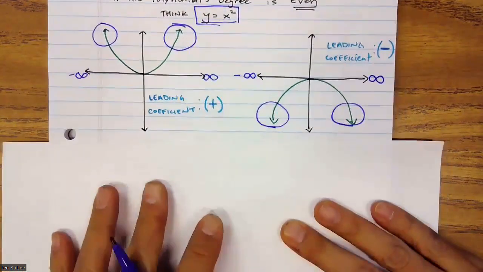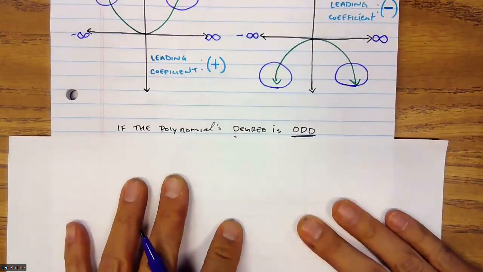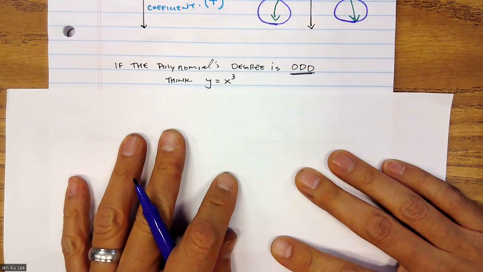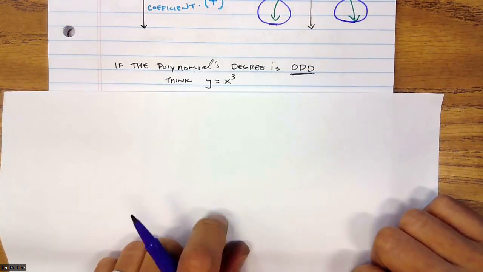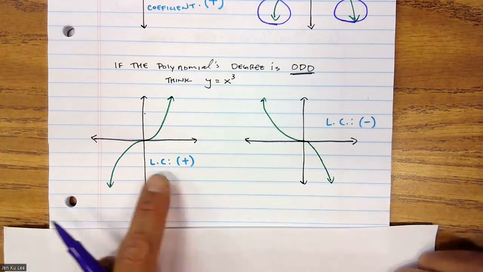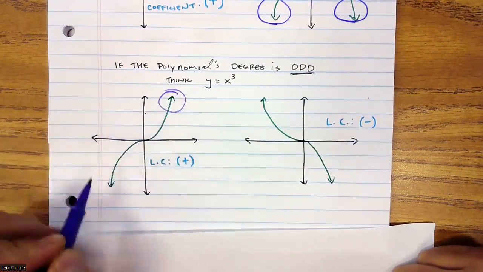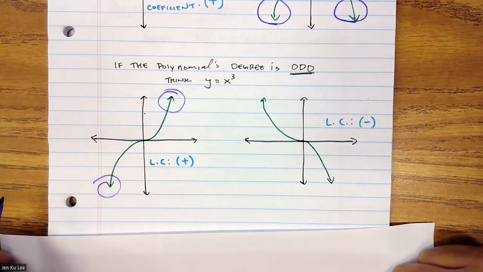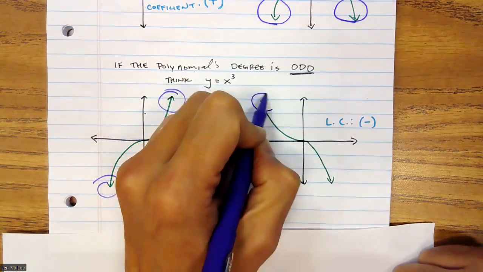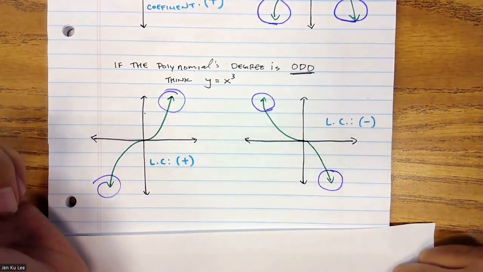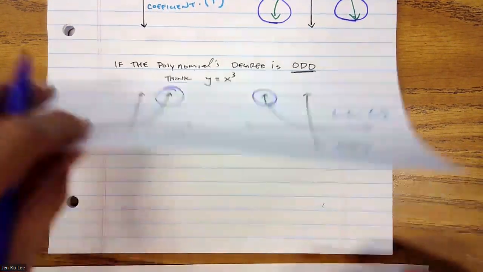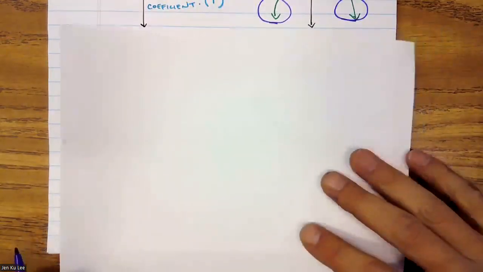Okay? If the polynomial's degree is odd, you're going to think y equals x cubed, the cubic function, which is this. If my leading coefficient is positive, that's my end behavior, here and here. Okay? If my leading coefficient is negative, it's going to be the opposite. All right? So we can make a little chart.